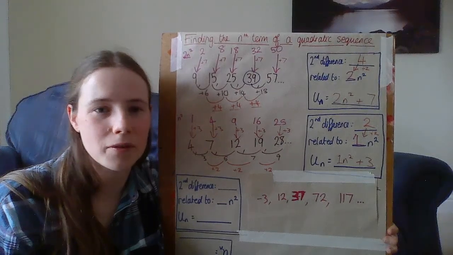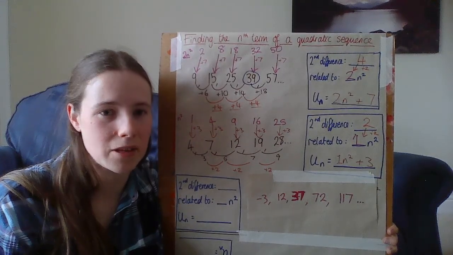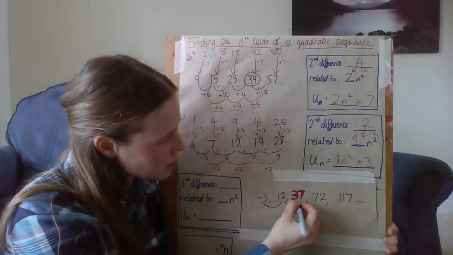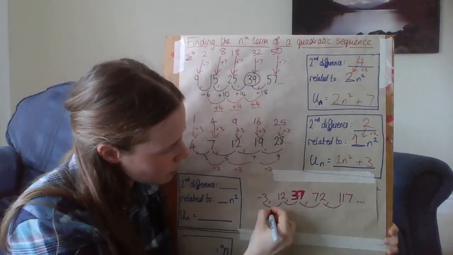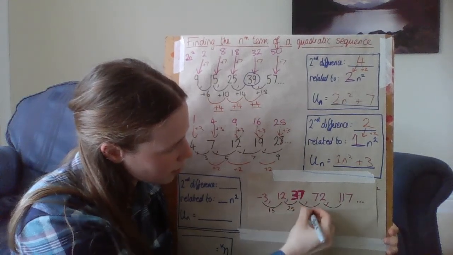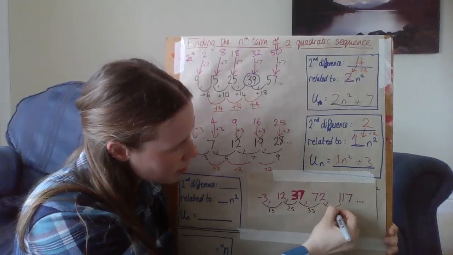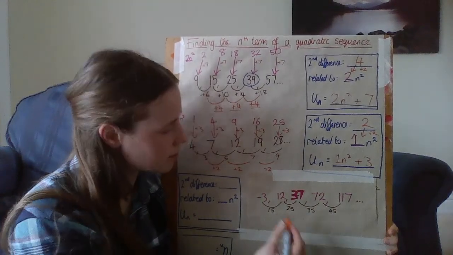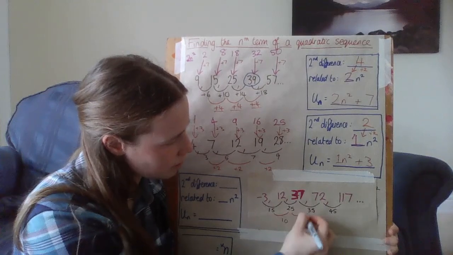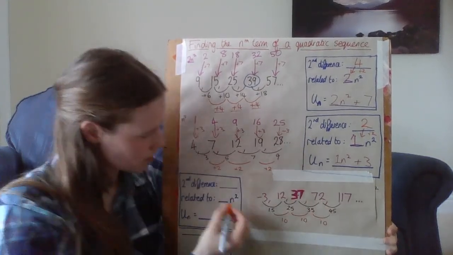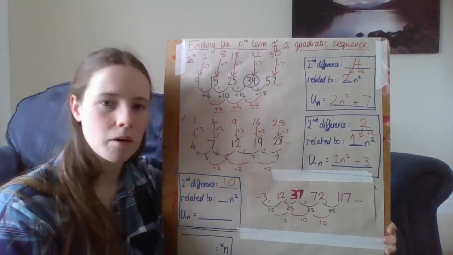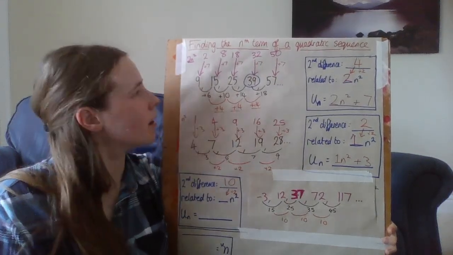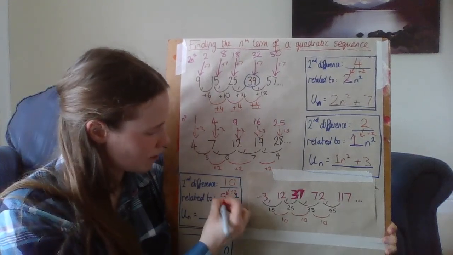Okay, so I'm going to go through the process of finding the formula for the nth term of this sequence here. So first of all, you should have found as your differences 15, 25, 35, and then 45. So then our second differences are going to be 10. So second difference of 10, we then half that to get our n squared value of 5n squared.